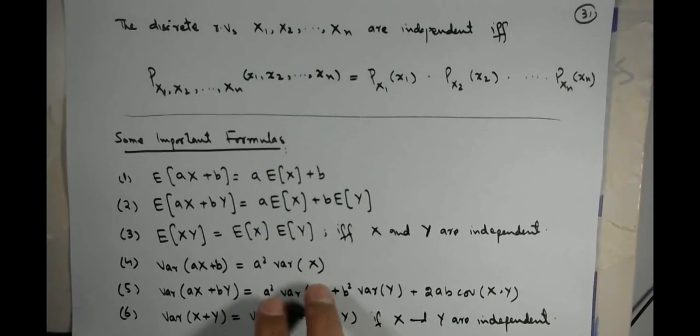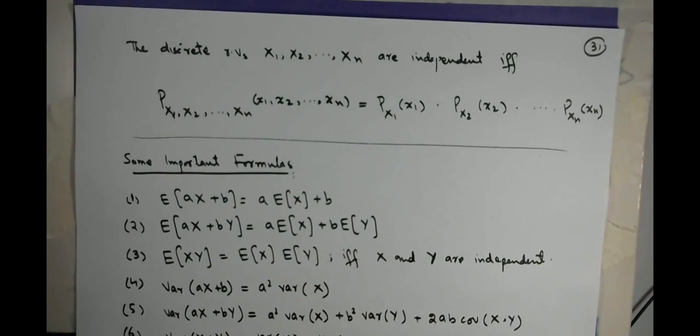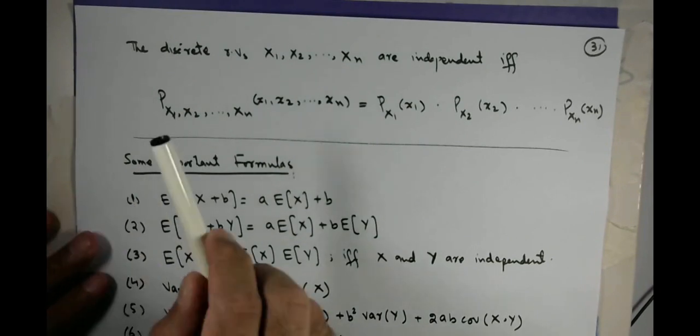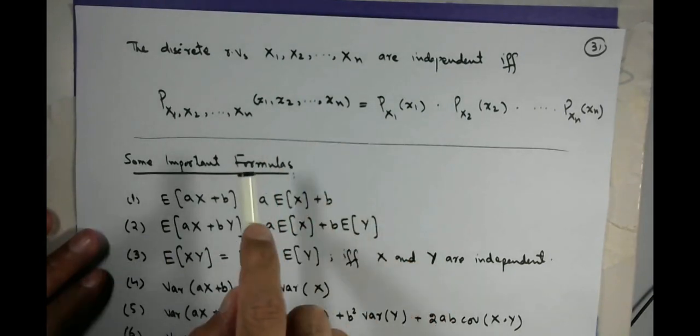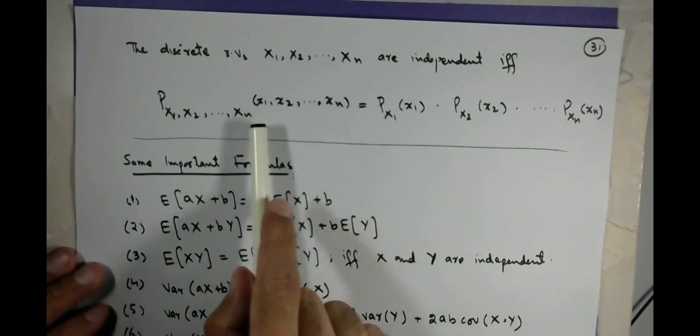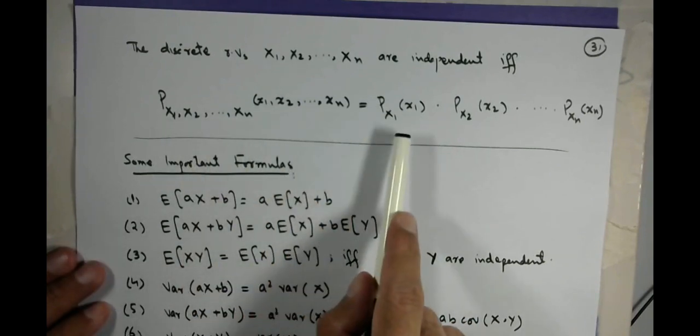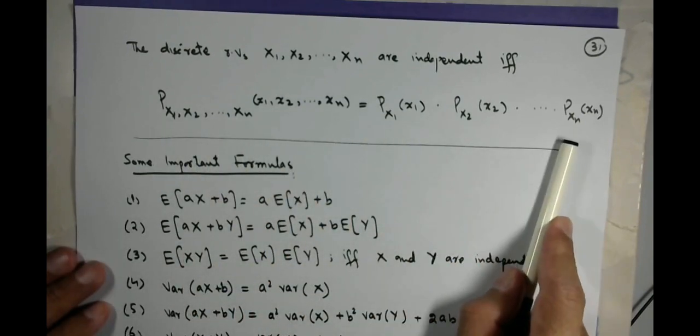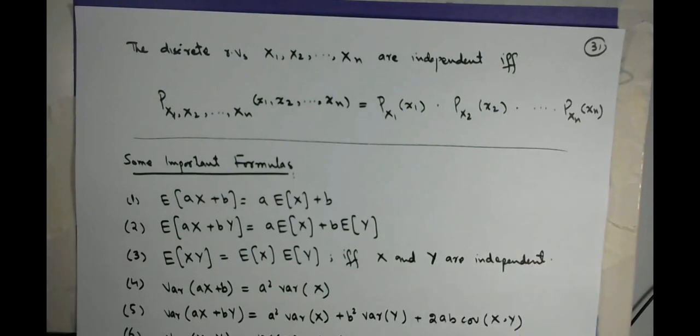The concept of independence of n discrete random variables is also automatic, as was the case for two-dimensional distributions for two random variables. So for n random variables, the formula easily can be generalized. So probability of the joint occurrence has to be equal to the product of the individual occurrence probabilities.